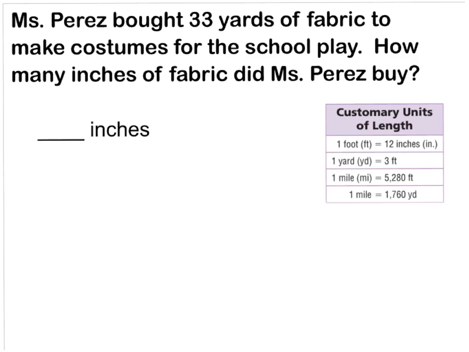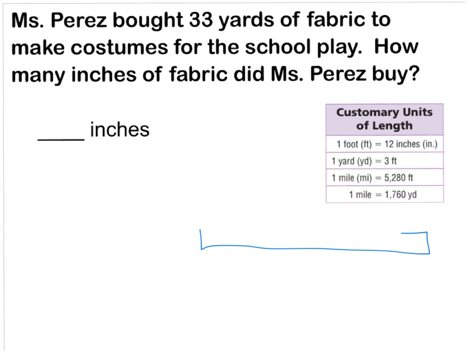Press pause now. So as you can see on our conversion chart, it says 1 foot is equal to 12 inches, but 1 yard is equal to 3 feet. For this activity, you need to convert these 33 yards into inches. So you're going from a larger unit to a smaller unit. And remember, when you go from a large to a small, you multiply because you're going to have more inches than you will yards.